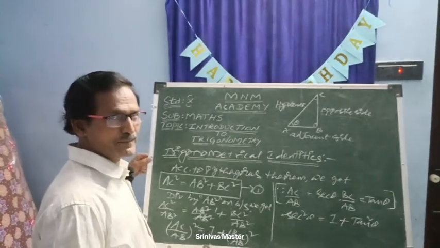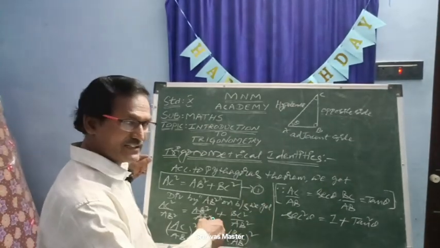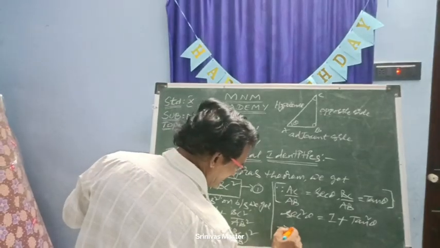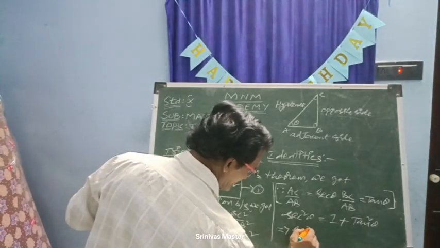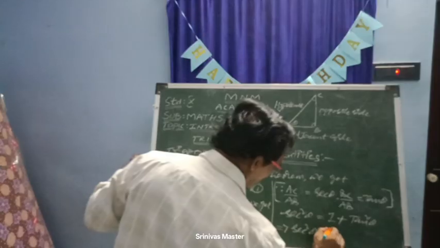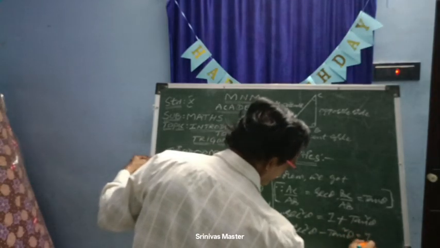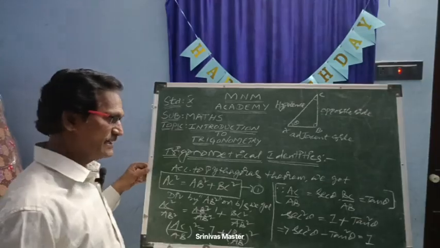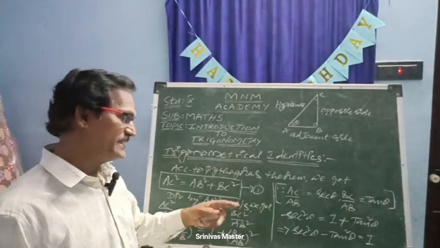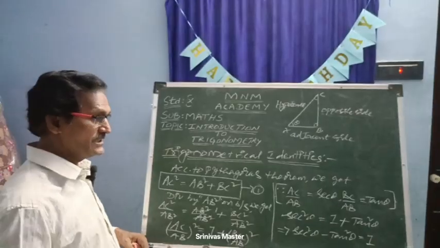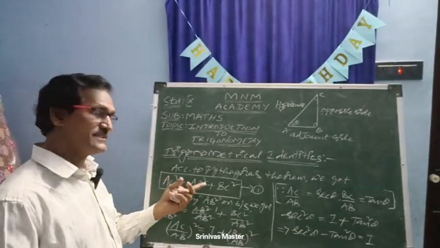Actually it is proved. If you want that tan square theta, you can take this side. Plus becomes minus. You know that this can be written as sec square theta minus tan square theta equal to 1. This is the second equation children. Sec square theta minus tan square theta equal to 1. So the remaining equation is there.